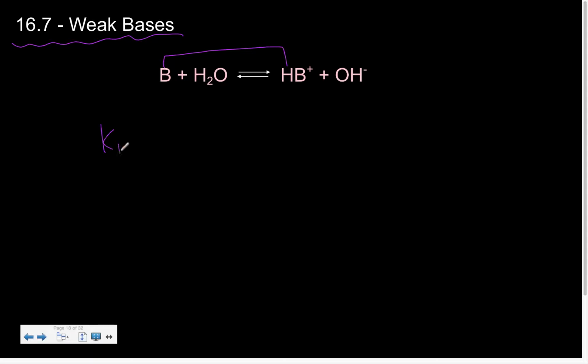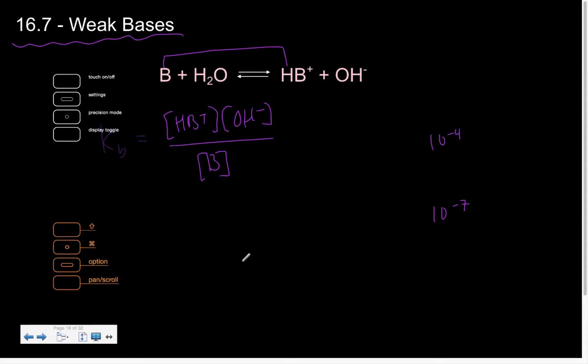Now, we could write a base dissociation constant expression for this. That would say HB plus times OH minus, over our base, gives us our Kb value. Same principle: the larger my Kb value, the more basic my species is. So something that has a Kb value of 10 to the negative 4 is more basic than something that has a Kb value of 10 to the negative 7th. Yes? All right. So that's my Kb expression.